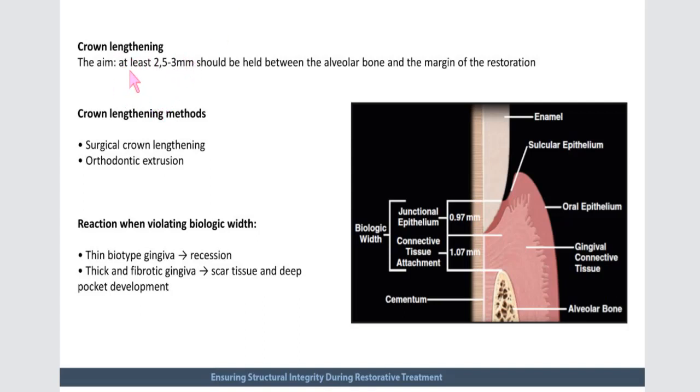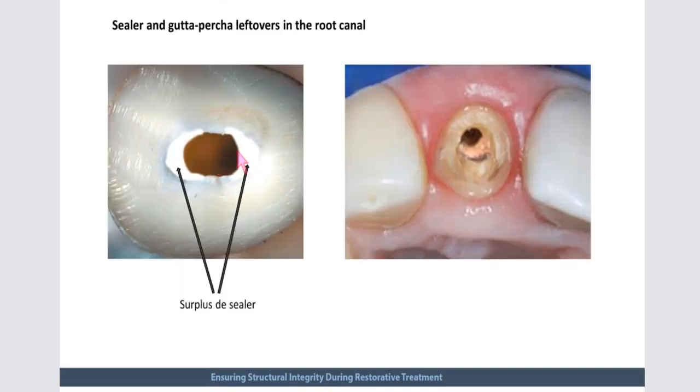Crown lengthening is really simple. Our aim is to have at least 2.5 to 3 millimeter above the bone, because otherwise you are going to mess up the biological width. What will happen when you mess with the biological width? If you have a thin biotype gingiva, you're going to end up with a recession. On thick and fibrotic gingiva, you're going to have scar tissue, but mainly you are going to end up with deep pocket development. So that tooth will be a success from a core buildup point of view, but a failure from a periodontal point of view. You'll end up with a gingival pocket there, so that will not be nice.